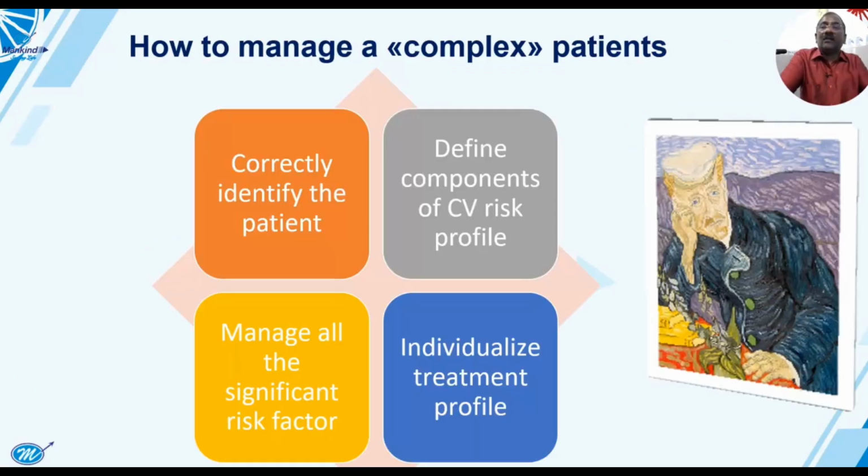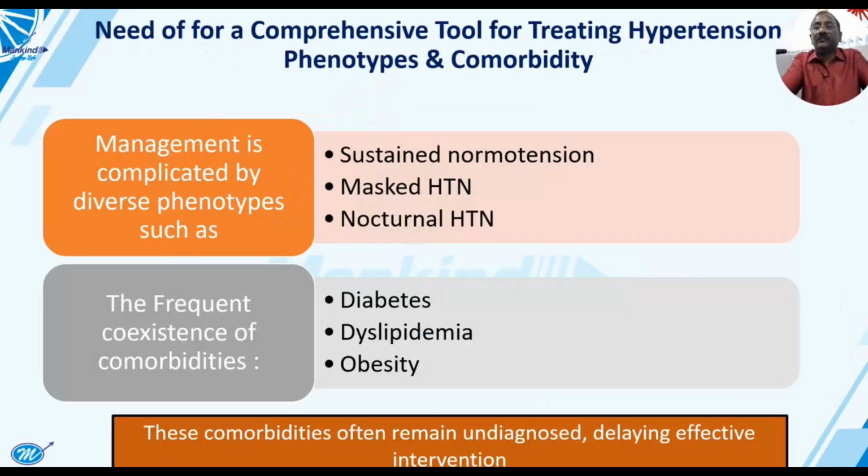So how to manage complex patients? Correctly identify the patient, define the components of the CV risk profile, that is very important, manage the significant risk factors, individualize the treatment profile. So these are guidelines. What I am saying to you, the guidelines are all there to guide you, but the treatment must be individualized.